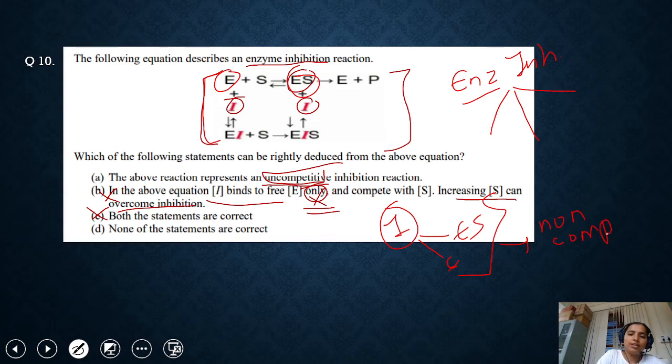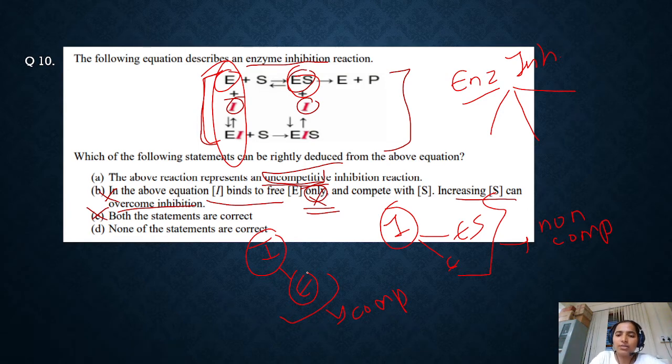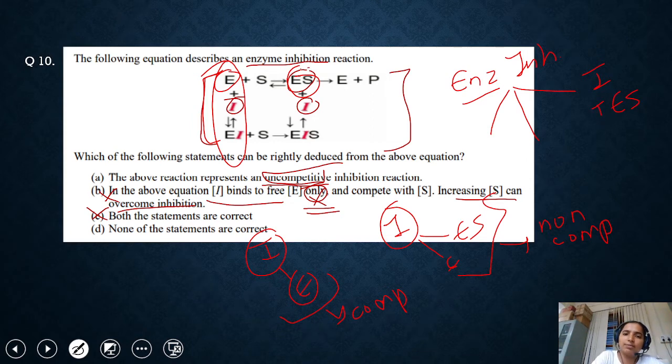When this inhibitor is only inhibiting the enzyme part, then it will become competitive, meaning it is directly competing with the enzyme itself. Now, a third case is also possible, when the inhibitor will react with ES, the enzyme-substrate complex. It is not reacting with the enzyme, but only with this ES. This type of inhibition is called uncompetitive inhibition.